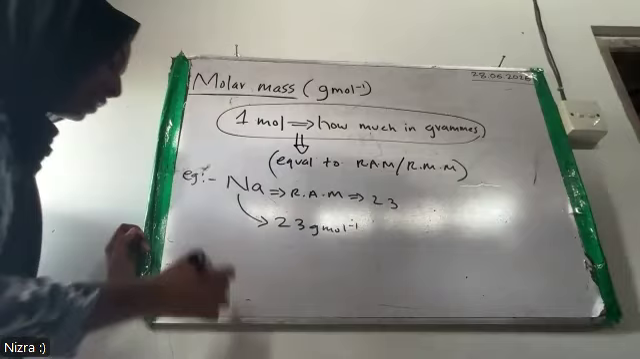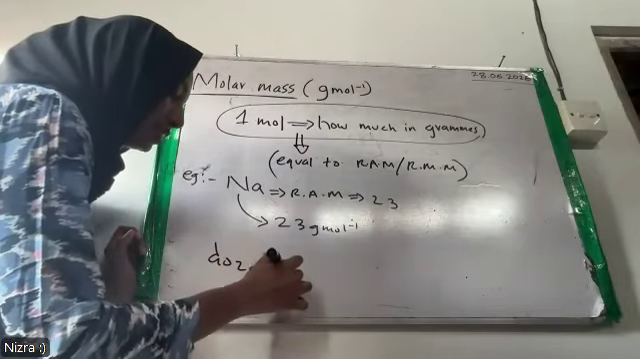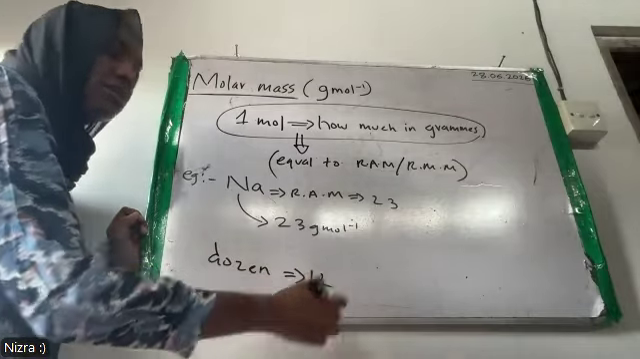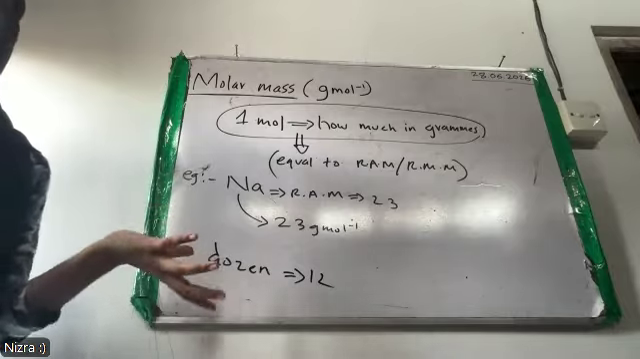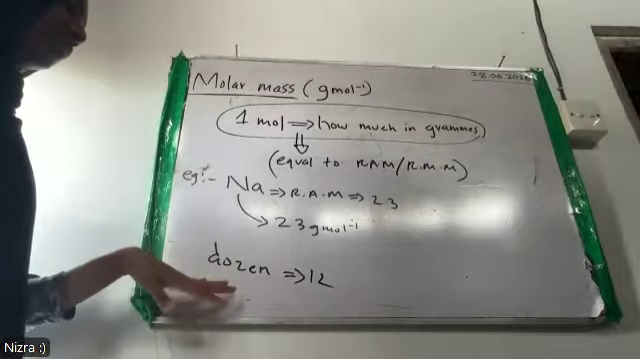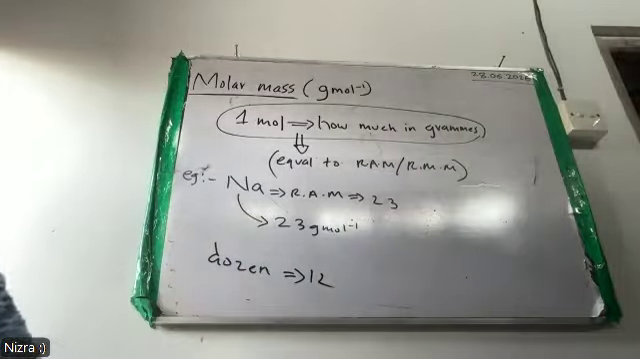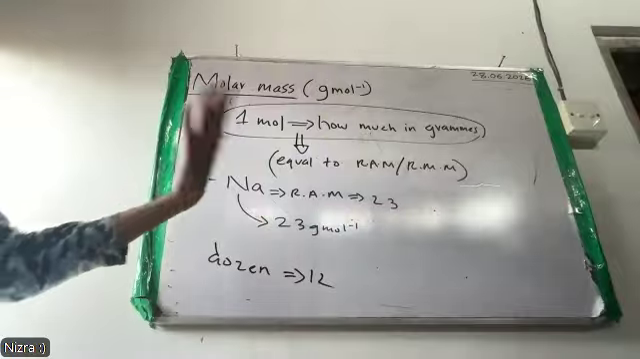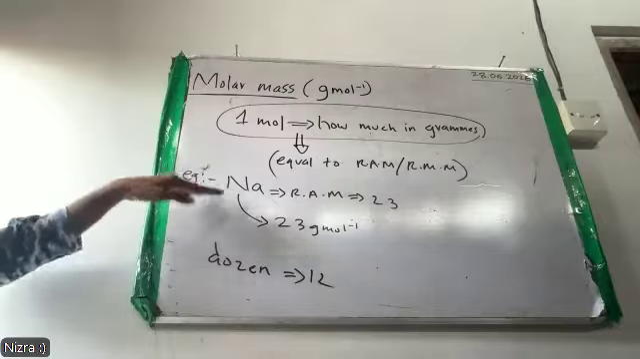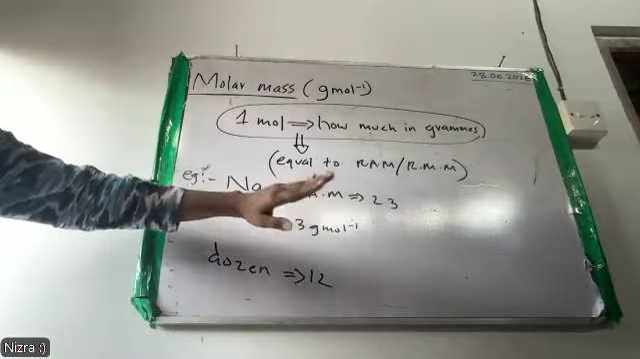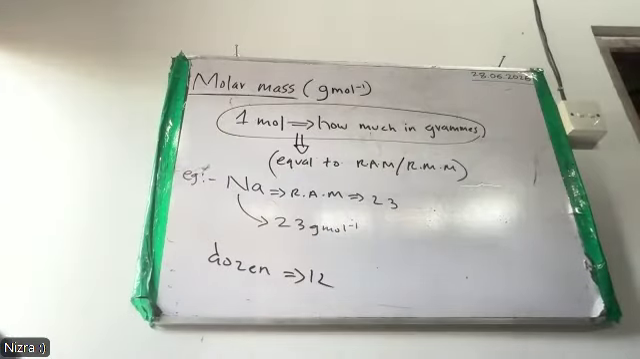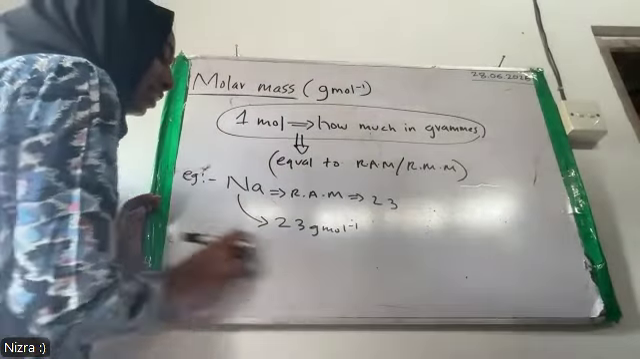Okay, now let's say dozen. Dozen is equal to how much? 12. Anything with 12 we call a dozen, right? Likewise, 1 mole is also like that, a collective name. But it's not constant. Dozen always means 12, but 1 mole will differ from element to element and compound to compound. Now since sodium's relative atomic mass is 23, 1 mole of sodium is how much? 23 grams. Likewise, we can take it for any element.